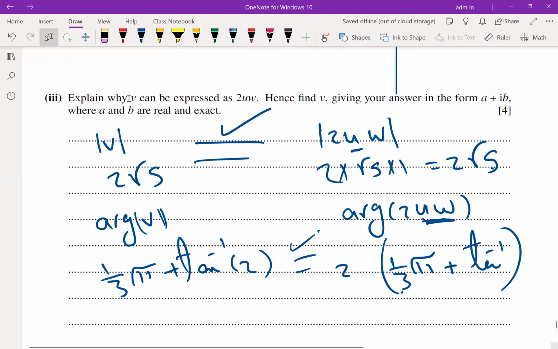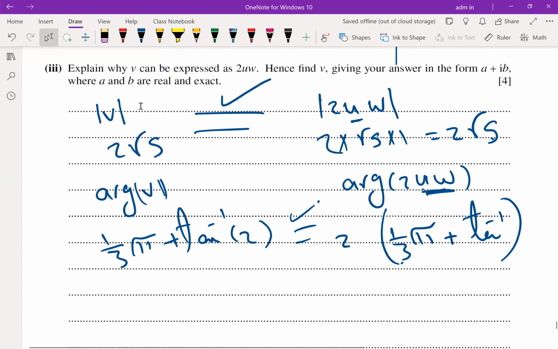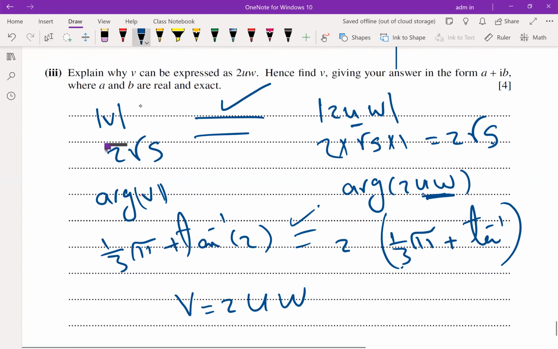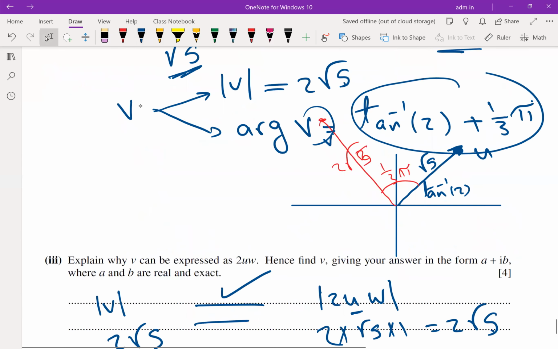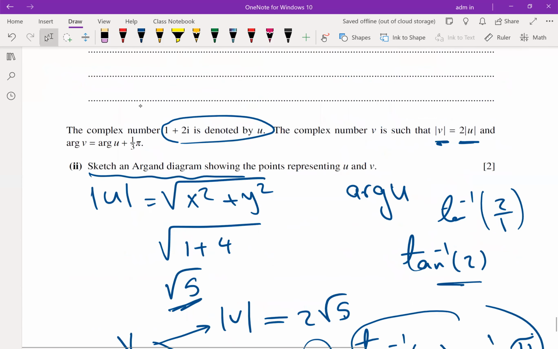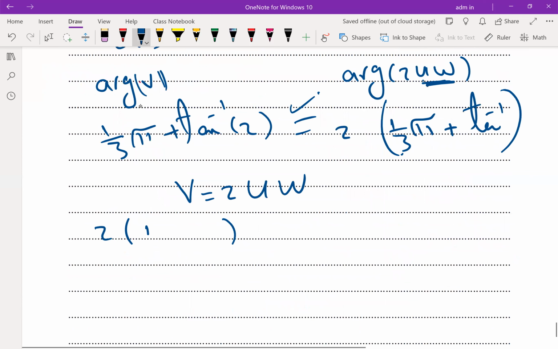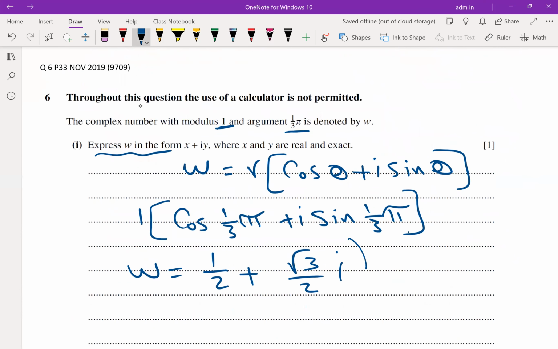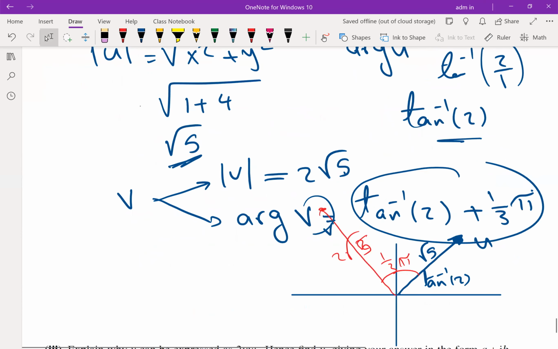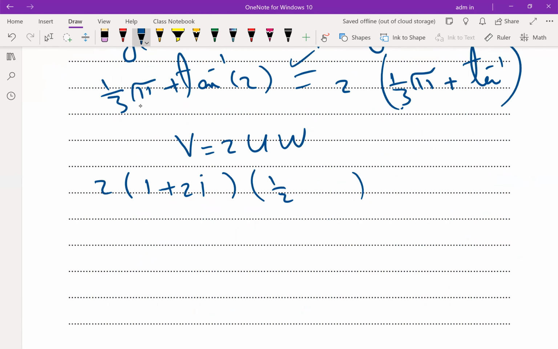Now, give your answer. He asked to get the value of V. So the complex number V is 2UW, and he asked to write it in algebraic form. So U, given in algebraic form in part B, is 1 plus 2i, and W, given in algebraic form, is half plus root 3 over 2 i.